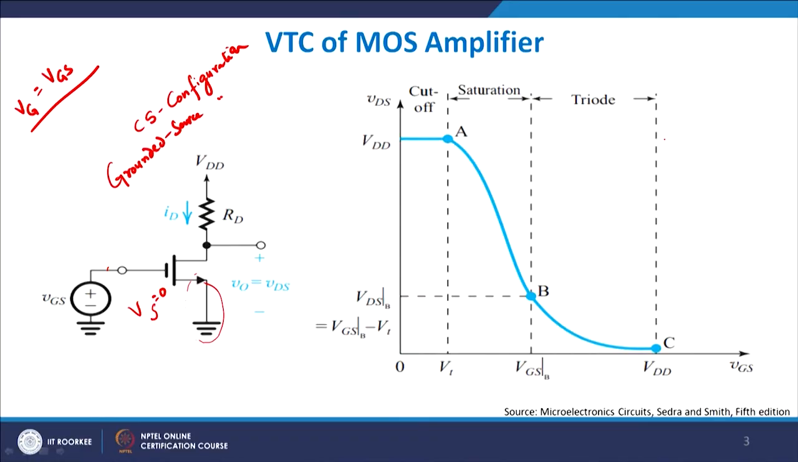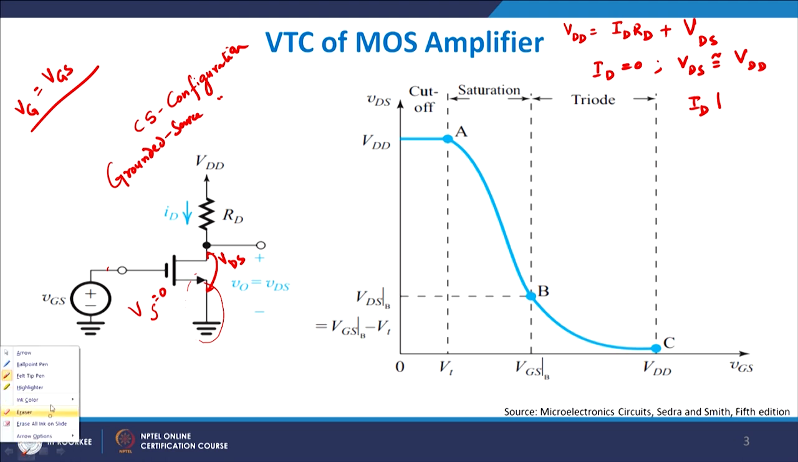Now, if you look carefully at this graph or profile, I can simply write down for this case that VDD equals ID RD plus VDS, the drain to source voltage. Which means that if ID equals 0, then VDS is approximately equal to VDD. And when ID is typically a large value, VDS equals 0.